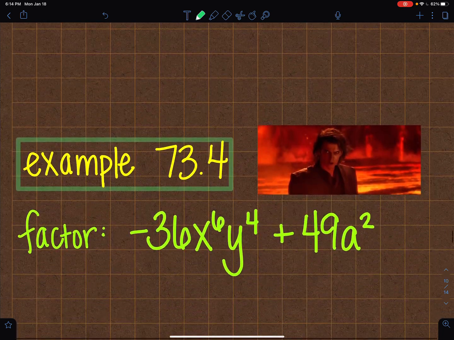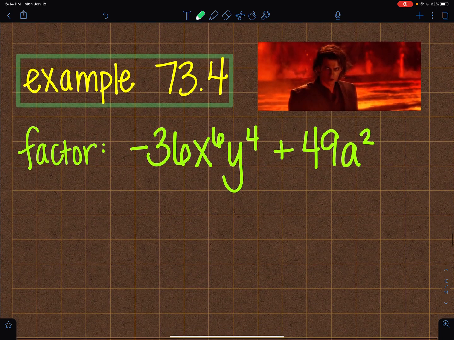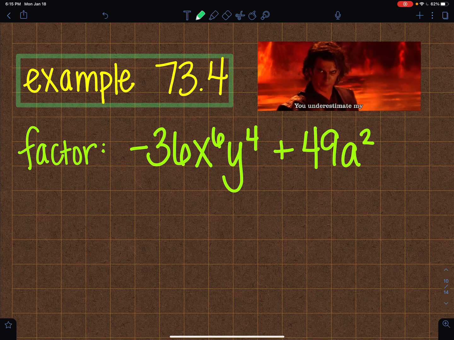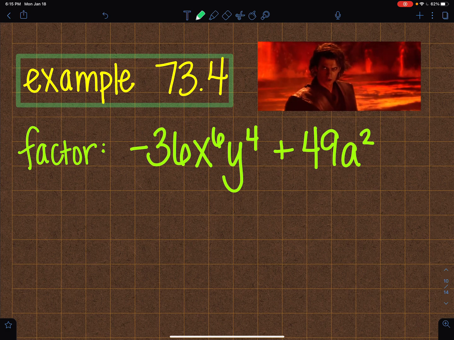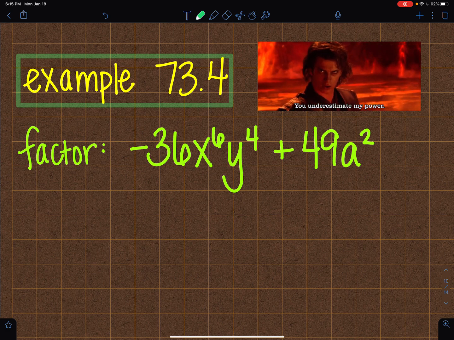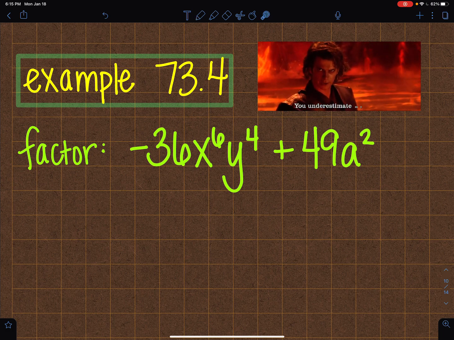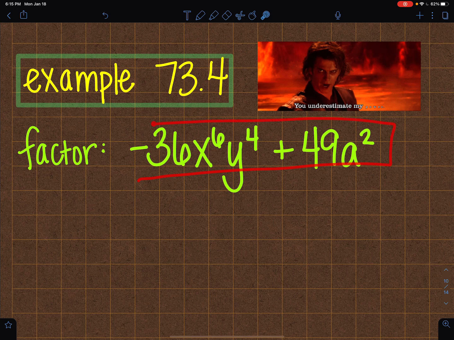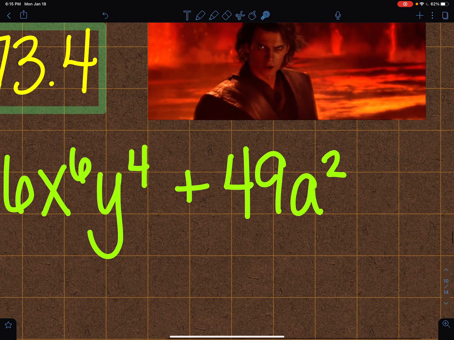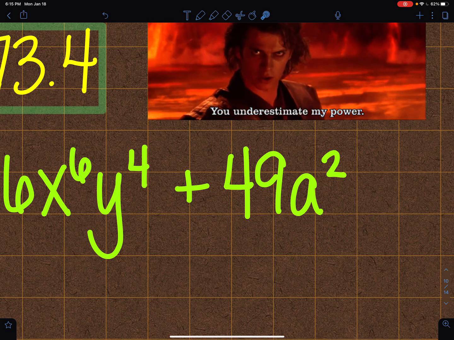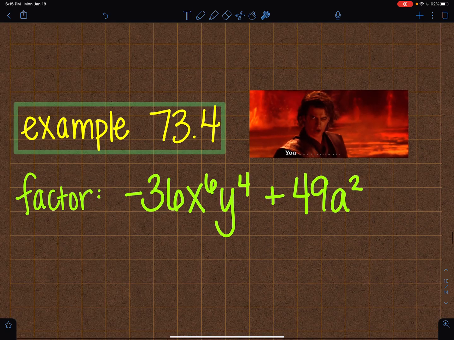All right, so you get the idea. Now we're going to move on to example 73.4. Oh, wait. No, this is not moving on. This is the same type of thing. Oh, it's just a little trickier. I didn't even recognize it as the difference of two squares because check it out. This looks like a very complicated problem, but you probably saw it right away. It's still the difference of two squares.